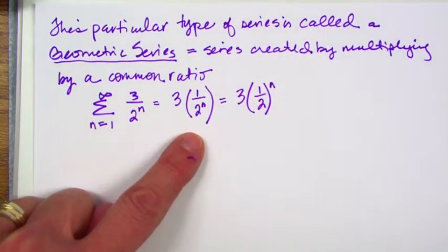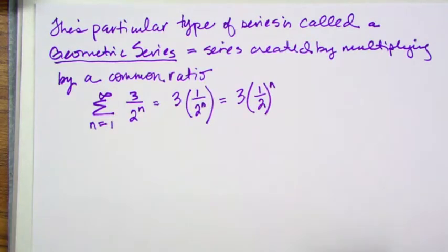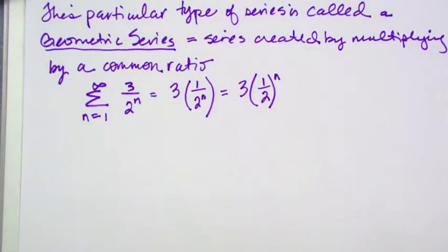How about that? Right? 1/2 to the n. So what's your common ratio? The 1/2, right? It's 1/2 that you're multiplying by every single time to get the next term. So your first term was 3/2. Your second term was 3/4. Your third term was 3/8, and so on.